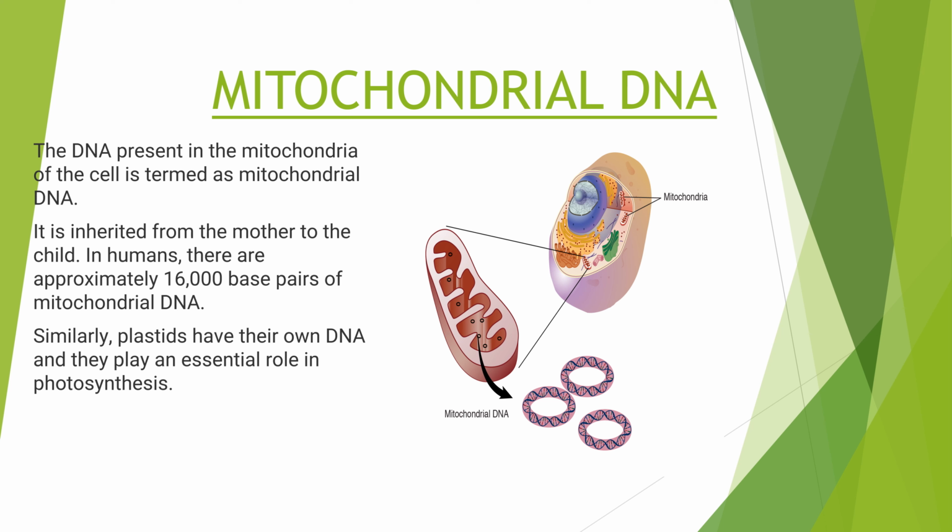Similarly, plastids have their own DNA and they play an important role in photosynthesis. So as you can see, in humans mitochondrial DNA is there, whereas in plants, where the process of photosynthesis takes place, plastid DNA is there.